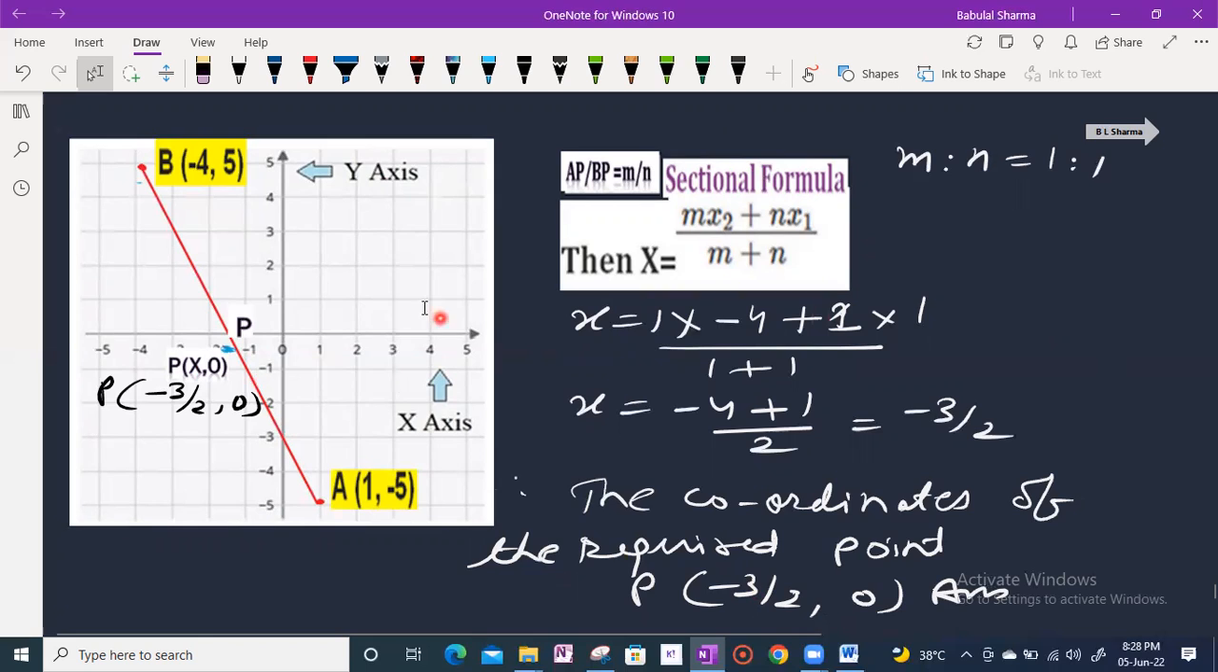In which ratio this point P is dividing? That is 1:1. P कहाँ लाई करा है? x एक्सिस पे. x एक्सिस पे किसी भी पॉइंट का y कोऑर्डिनेट क्या होता है? 0.